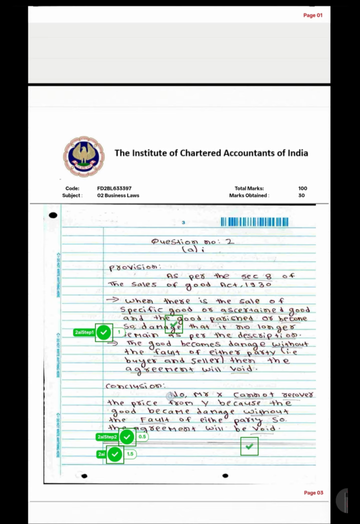And I would also like to say, don't try the answer directly. As you can see, I have written the conclusion directly, starting with yes or no. In this case it is right, so the checker has allotted me 0.5 here. But in case it is wrong, then the checker won't allot me any marks here.